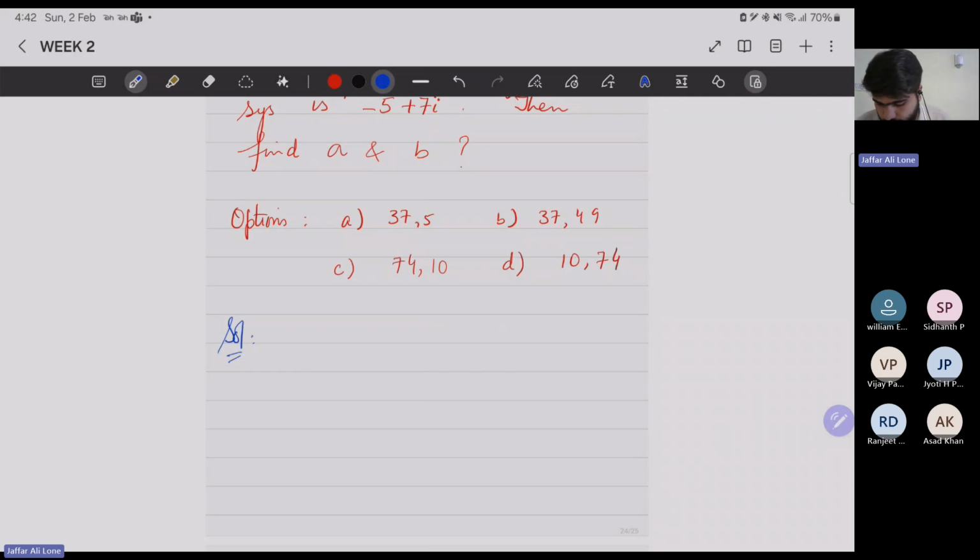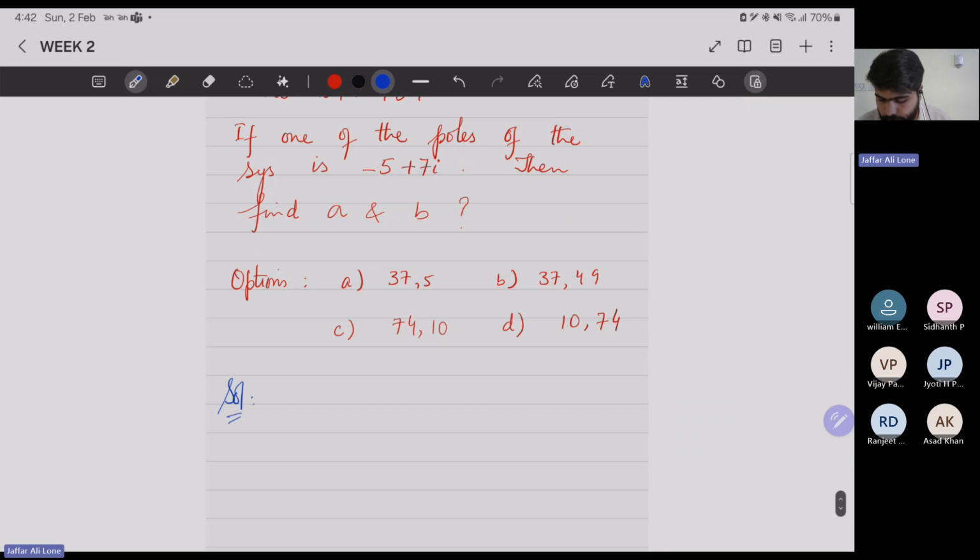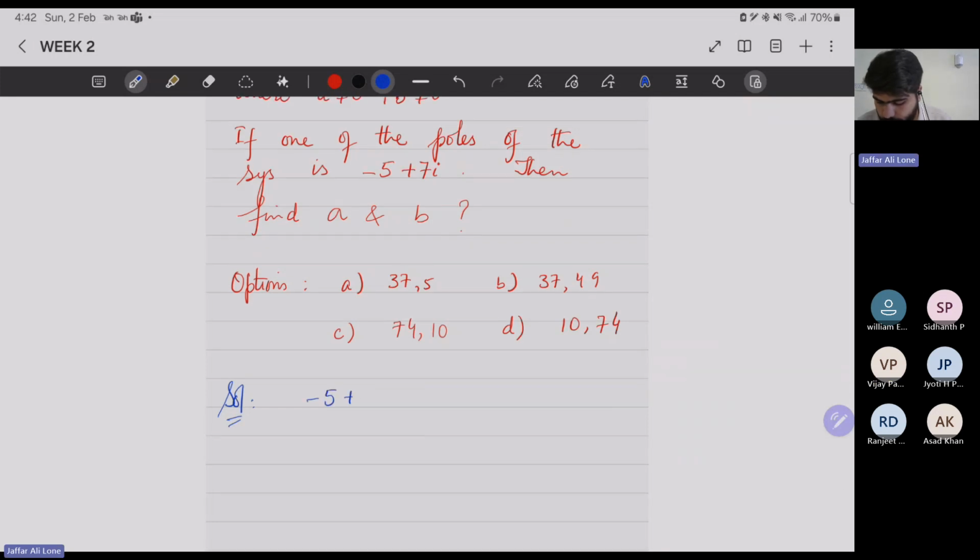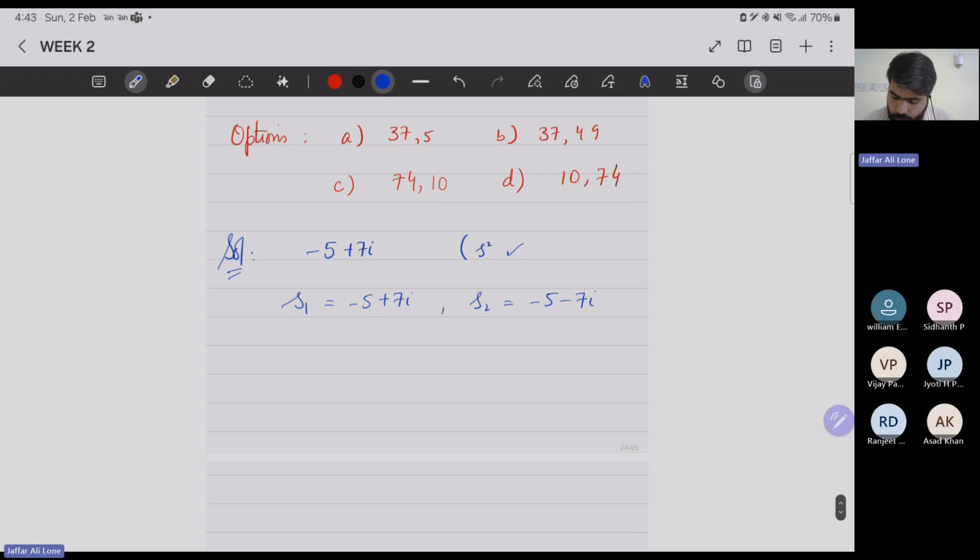So we are given a pole that is -5 plus 7i, and it's a complex pole. In total we have two poles because of s squared. When this is a complex pole, we know that complex poles occur in pairs. So the other pole is also complex, and that is -5 minus 7i. Correct. So if s1 is -5 plus 7i, then s2 will be -5 minus 7i, because complex poles occur in pairs.